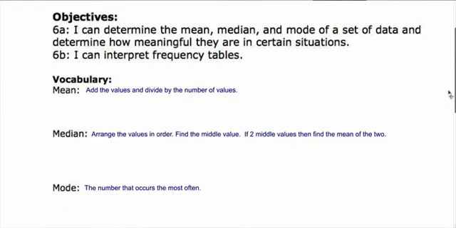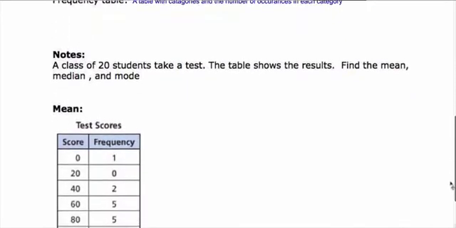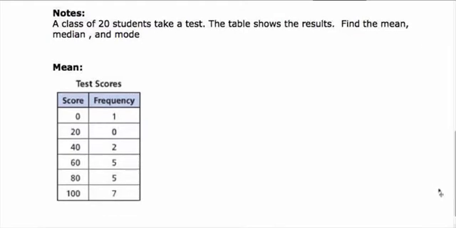And I had one more thing here. Frequency table. Here we go. This is a table with categories and the number of occurrences in each category. All right, so we're just going to jump in and I'm going to give you a frequency table and we're going to find this stuff out. So a class of 20 students take a test. The table, this is the frequency table, shows the results. Find the mean, median, and mode.